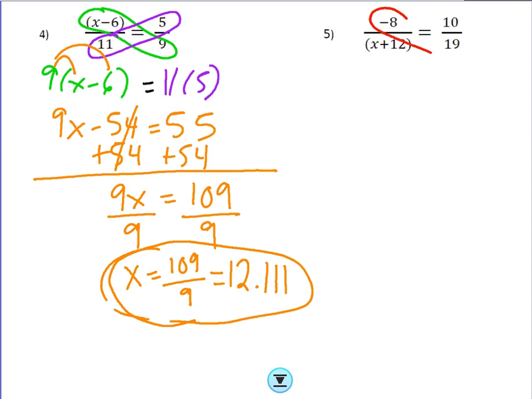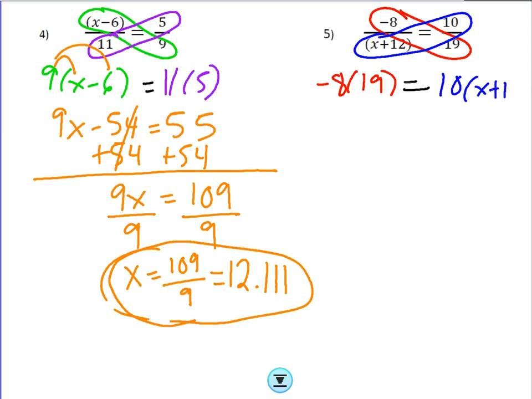Number 5, we've got negative 8 times 19 equals x plus 12 times 10, 10 times x plus 12. So we've got negative 8 times 19. If you put that in your calculator, that's negative 152. We distribute the 10 here. 10 times x is 10x. 10 times 12 is 120.